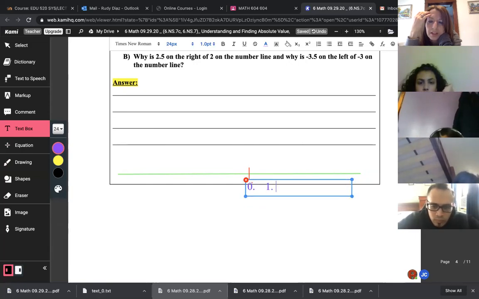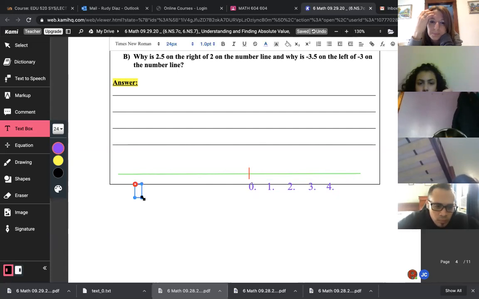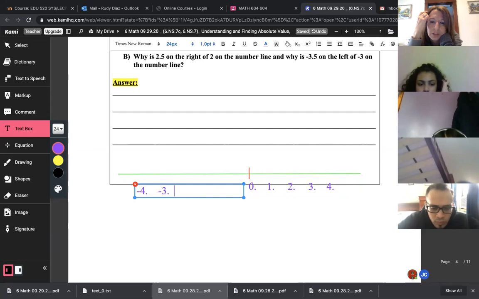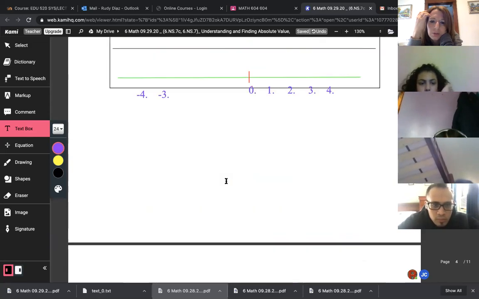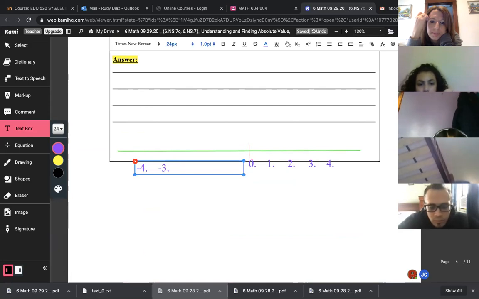Right, so he's going to label it, and oh, I like that. Yeah, Mr. R, perfect. And then on the other side, he's going to label -1, -2, -3, -4, because you'll see why. -4, -3, -2, and -1. So we want to know, according to the question, y is 2.5 to the right of 2.